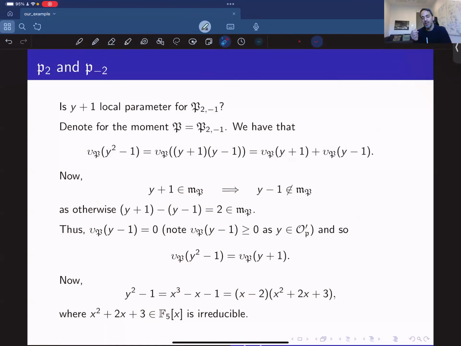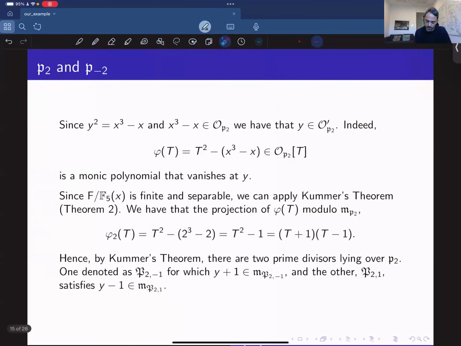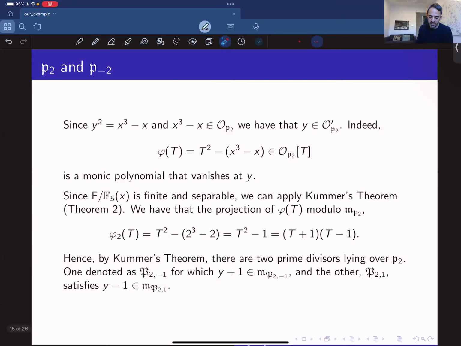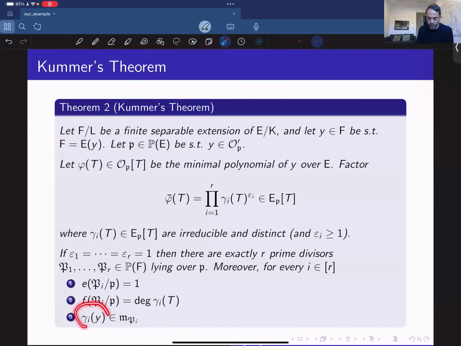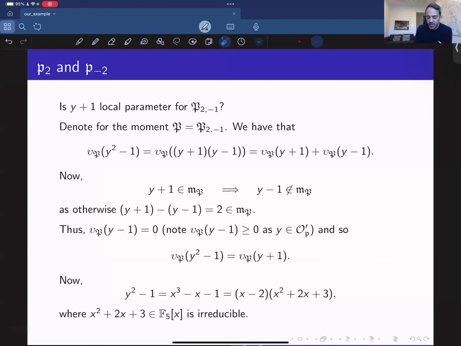Good. But we really want to better understand these prime divisors, and for that, we want to find local parameters for each of them. So, the third item told us that y plus 1 is in this maximal ideal, and a local parameter is something that's in the maximal ideal, but the valuation is 1, not higher. So let's ask ourselves whether y plus 1 is also a local parameter. This is not guaranteed by the theorem. The theorem doesn't tell you that the valuation of this thing is 1. It just tells you that the valuation of this thing is positive. But let's do the calculation. I think it's a good exercise.